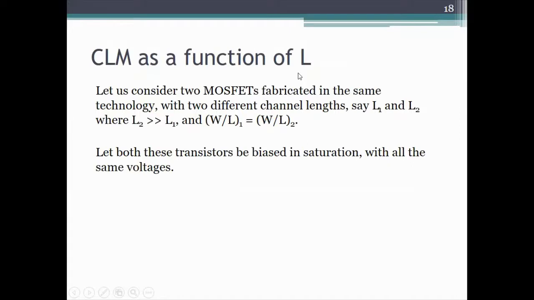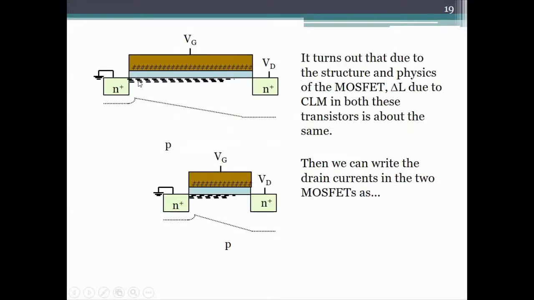All right, we need to understand the ID-VD plot. It turns out that if we fabricate two MOSFETs, let's say side by side on the same chip with everything else the same technology, but one has a smaller channel length and one has a larger channel length, here is what happens. Let's say this is a longer channel length, this is a smaller channel length. The extent of delta L, for everything else remaining the same, so let's say we have applied the same VG, same VD, the delta L in both these transistors is the same. This is a property again of the physics of the MOSFET, because the delta L primarily depends on the doping densities of the N plus and the P regions, and because the N plus and P regions are the same in both these transistors, the delta L is the same in both.